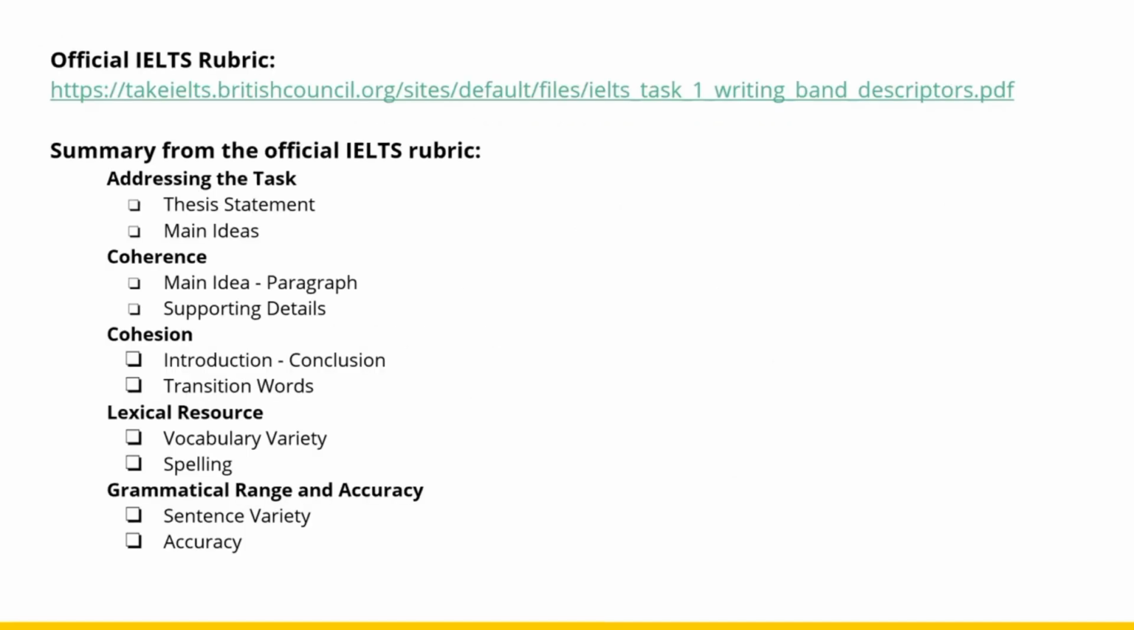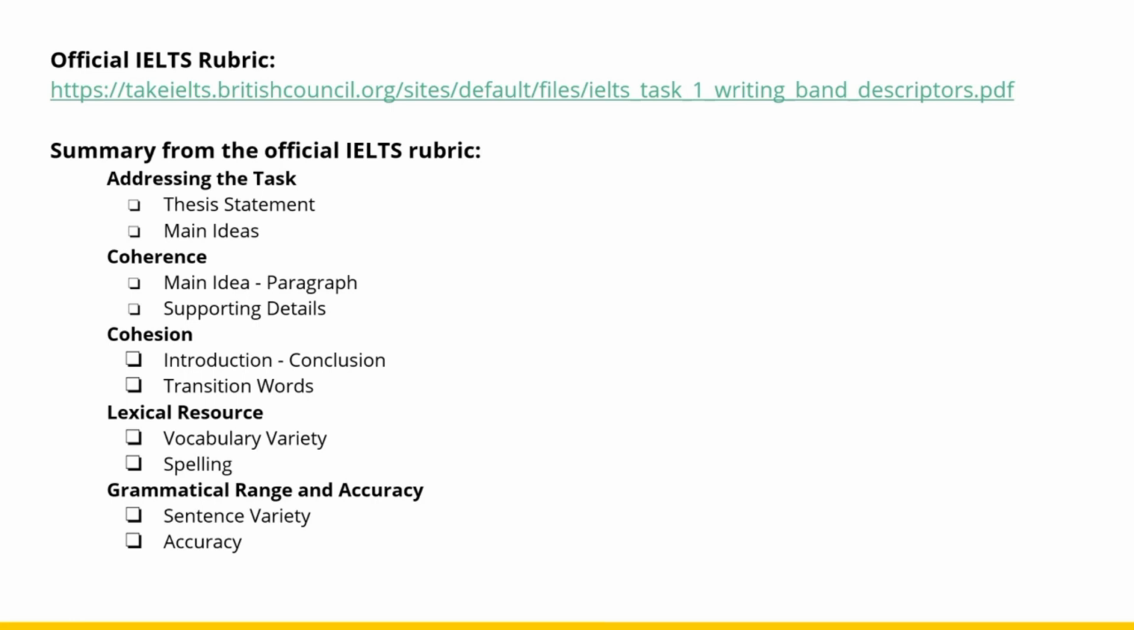Now we are going to discuss our official IELTS rubric, and that will ensure that you know how to get a certain band score. You can follow this link that I provided on the slide, and it's going to take you to the British Council website where you can see a very detailed rubric and how to get a certain score. But here I have a summary from the official IELTS rubric. It's a brief summary of what you need to do in order to get a high score.